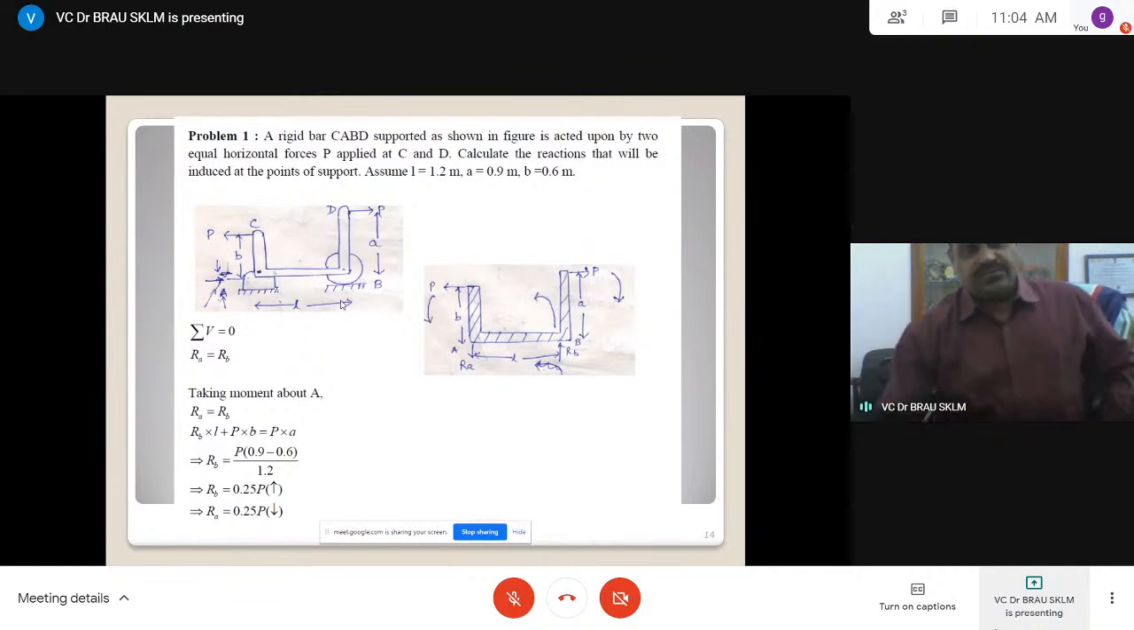Or by using the sum of forces in the vertical direction equal to 0. Vertical is due to two reactions, RA and RB. So now what we have to do? RA upwards, RB upwards. Sum of vertical forces equal to 0 means RA plus RB is equal to 0. You are taking moment about A, about this point.